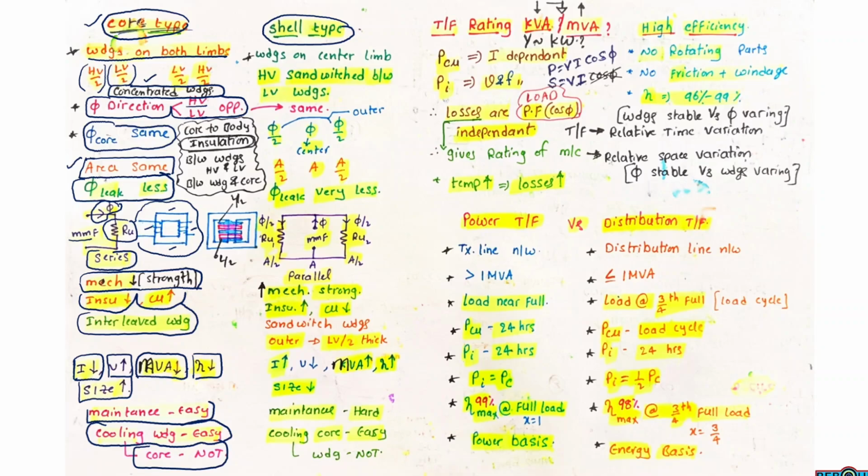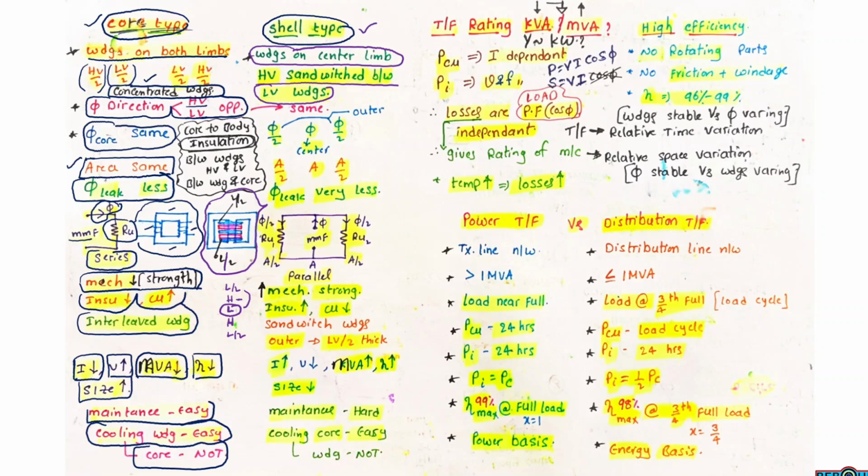In case of shell type transformer, windings are placed on the central limb. This is the arrangement of shell type transformer. HV winding is sandwiched between LV windings. Starting from the edge, first LV insulation is placed, next LV winding, after that HV insulation, after that HV winding. The cycle repeats. HV winding is sandwiched between LV windings.